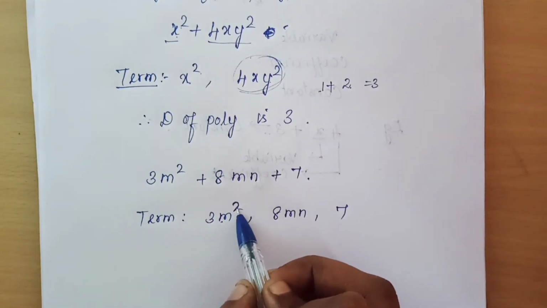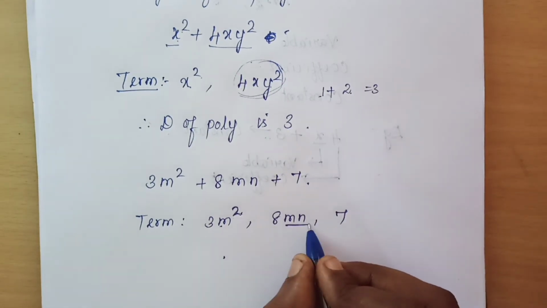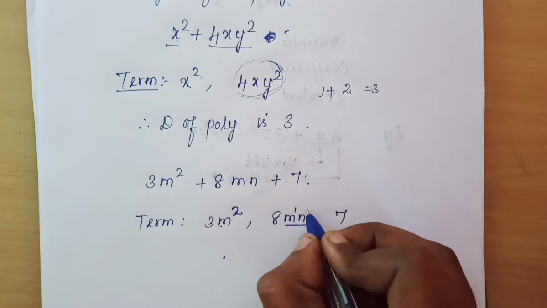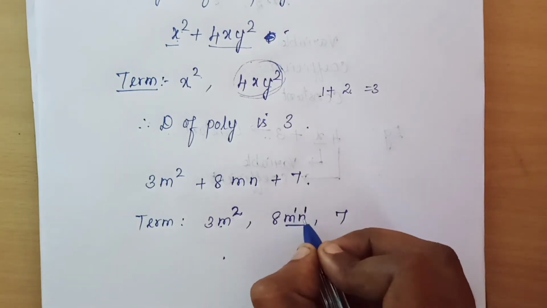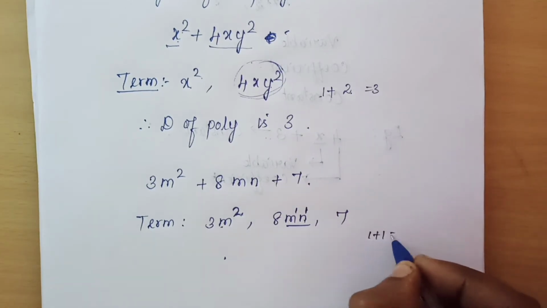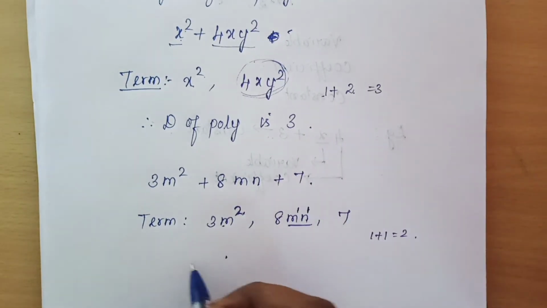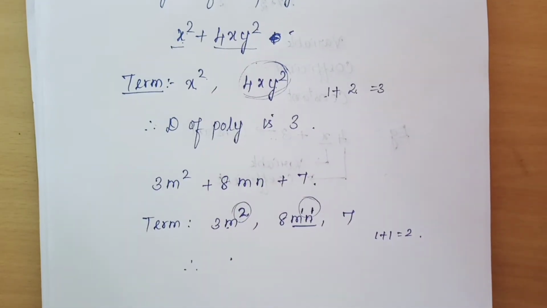So what is the power of this m? 2. And what is the power of this mn? Here also power 1, here also power 1. Why have I written 1 here? Since there is no value, it has to be considered as 1. Clear? So m power 1 and n power 1, so their power will be 1 plus 1, which is 2. Therefore here also your degree will be 2.